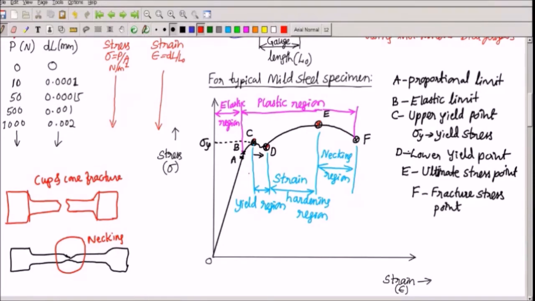See, in order to use any new material, you have to do a tensile test, you have to do a compression test, you have to do a hardness test and so on. There are so many tests you have to do, then only you can use it for your application.